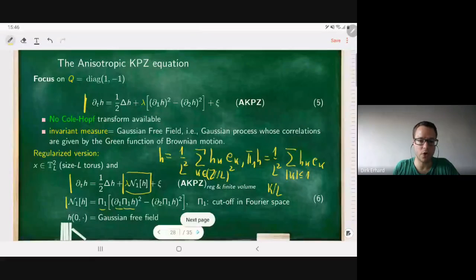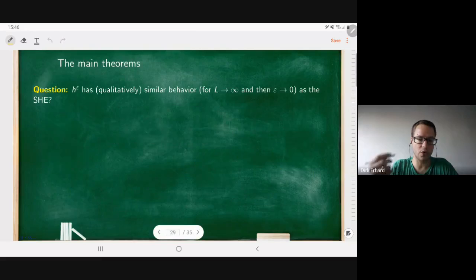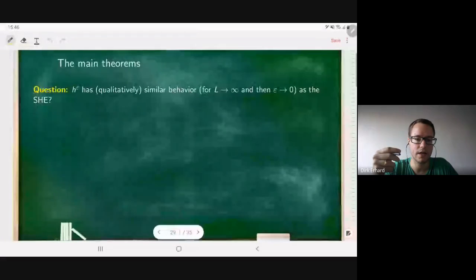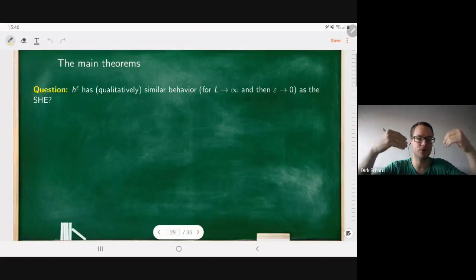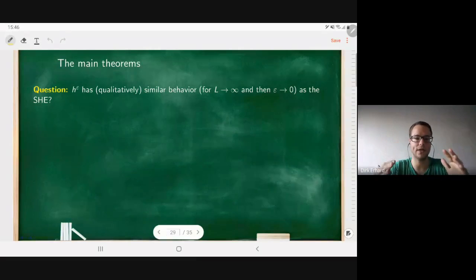Okay, so let's continue. What, of course, we would like to know is, we do this diffusive rescaling. Does this h epsilon have the same qualitative behavior, as L goes to infinity, the size of the torus, and epsilon to 0, as the stochastic heat equation? So as the equation where lambda is equal to 0, the linear equation. At least how we understood the physicists, that's what should happen. However, the answer is no.